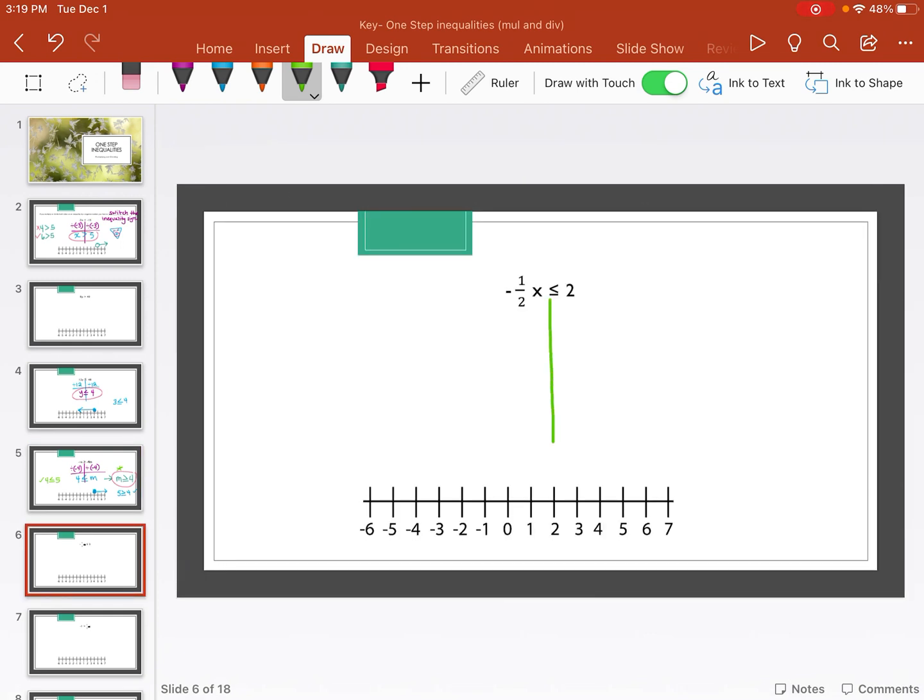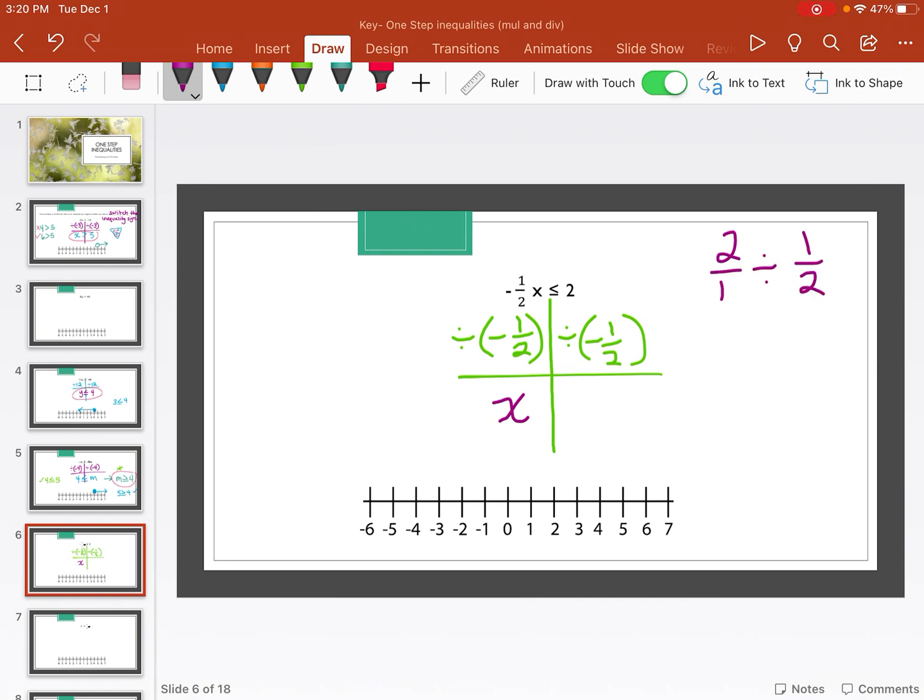All right, go ahead and solve this one. Just remember how to divide fractions. Okay, so we should be dividing by -1/2, dividing by -1/2. So I have x, I need to do 2 over 1 divided by 1 over 2. Remember to keep change reciprocal. So 2 over 1 times 2 over 1, which is 4 over 1, or just 4.